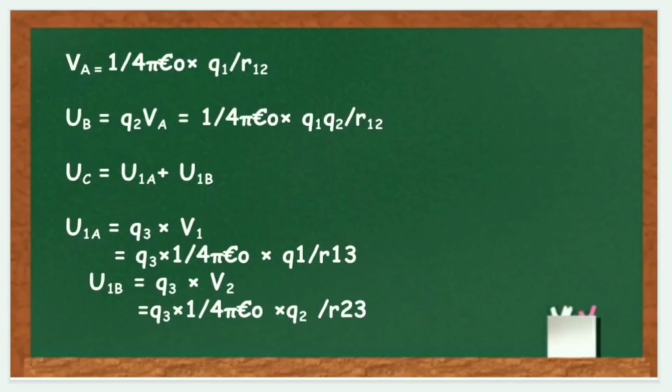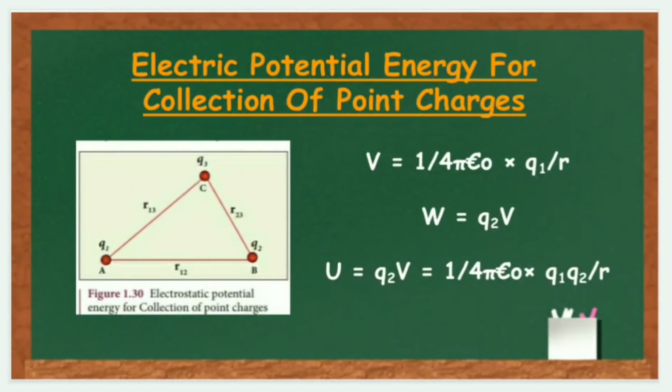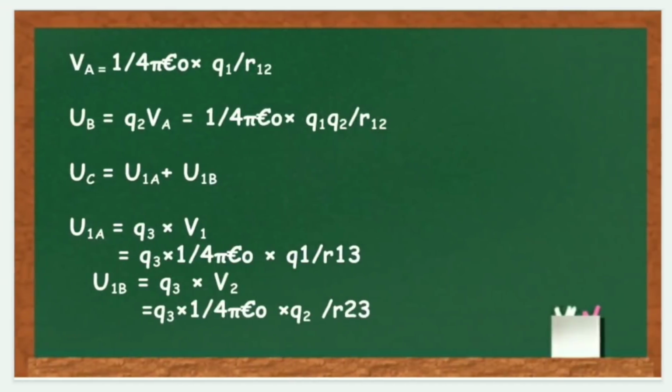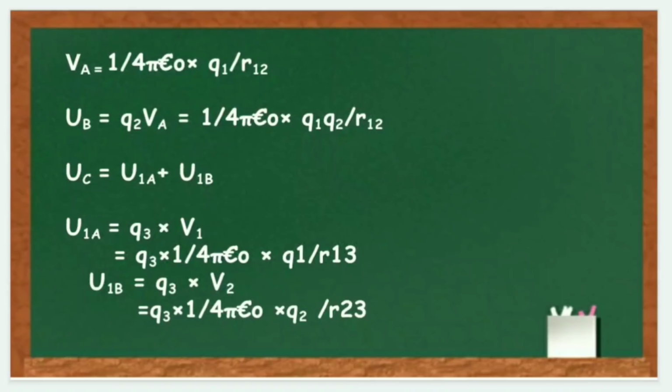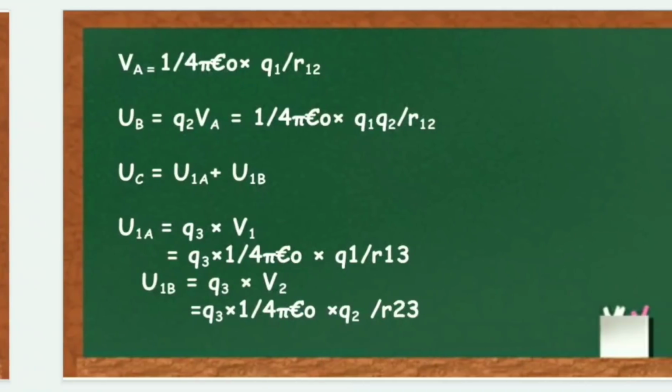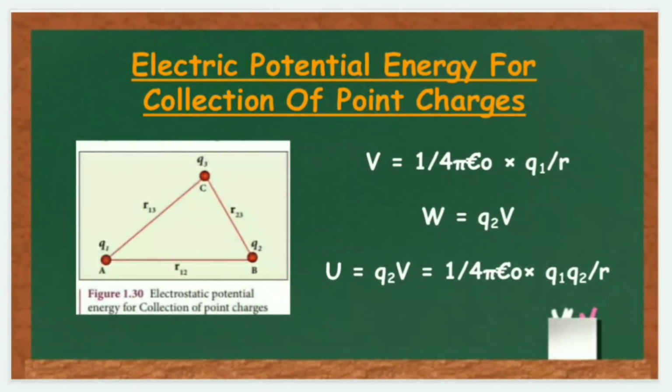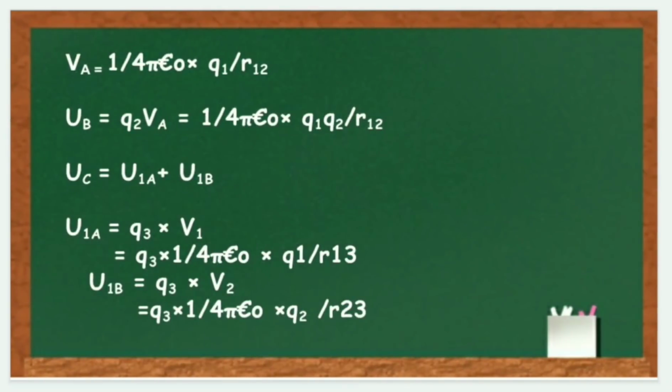So that will be UC and it is U1A plus U1B, because in this case to bring the charge Q3, we have to do the work against Q1 and against Q2 also. So now UC is equal to U1A plus U1B. What is U1A first? In both cases, U1A and U1B, we are bringing Q3 charge, so write Q3 first, multiplied by, here it is against the first charge, that is Q1, so it is V1. Second case it is Q3 into V2.